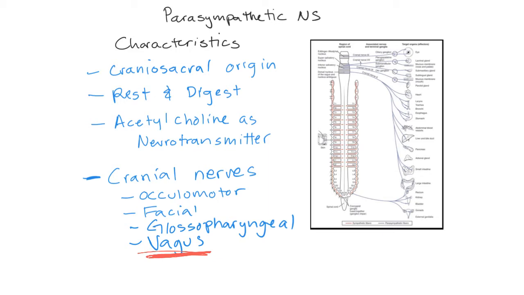All right, and then what we said before, we have long preganglionic axons, sorry, and thus short postganglionic axons. Long preganglionic axons. Okay. Short postganglionic axons.